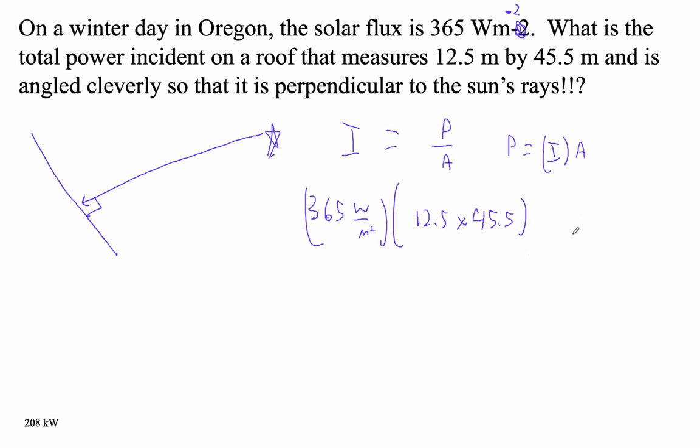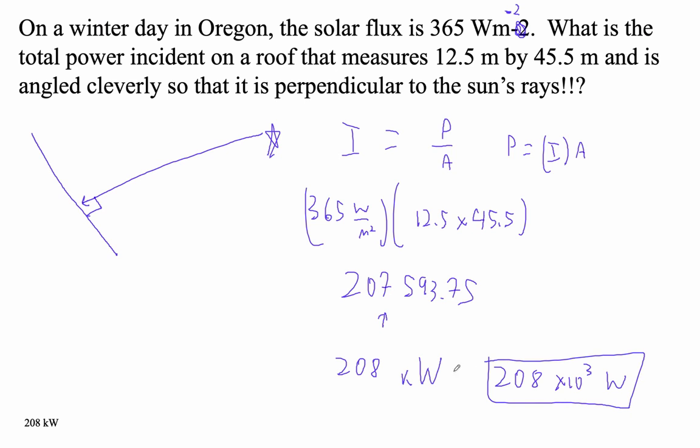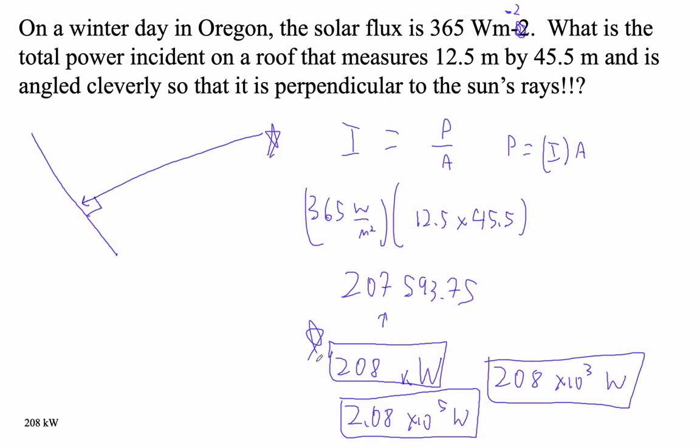Nothing too tricky here. Wow, that's a lot of power. That's still a lot of power. Okay, so I'm getting 207,593.75. We have only 3 sig figs, so we'd have to say 208 kilowatts, right? Which is the same as 208 times 10 to the third watts, which would be the same as 2.08 times 10 to the fifth watts. But kilowatts is just a commonly used term, so that would be the best way to write it. All right.